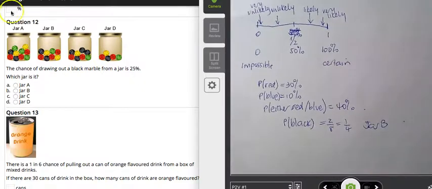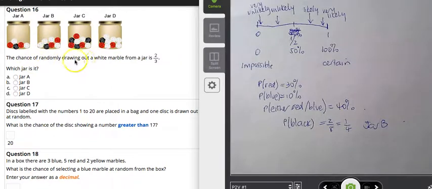Look, most of you got that right anyway. Question 16, the chance of randomly drawing out a white marble from a jar is 2/3. So it's obviously not going to be jar A because probability of white is 2/5. It's not going to be jar B because there's 4 white out of a total of 7. You can have a look at jar C, probably not. Less than half of jar C is white. Remember, 2/3 is more than a half. It's more than likely going to be jar D.